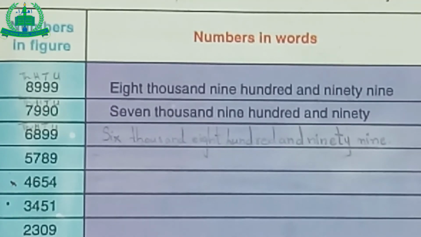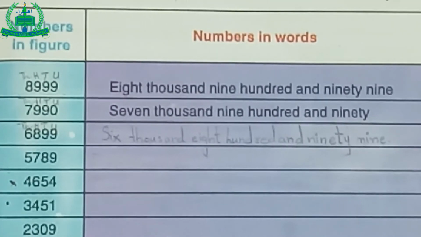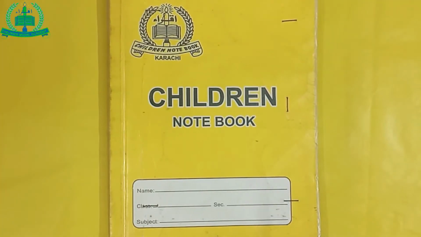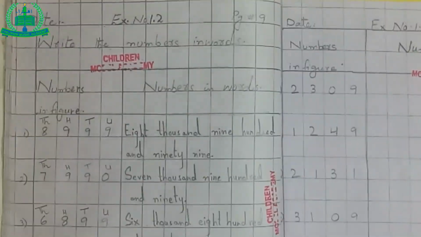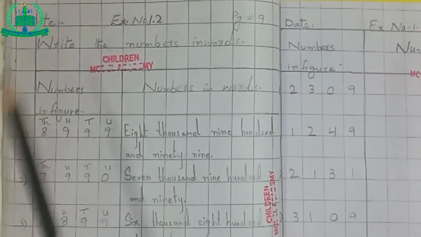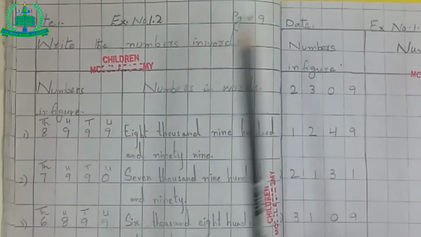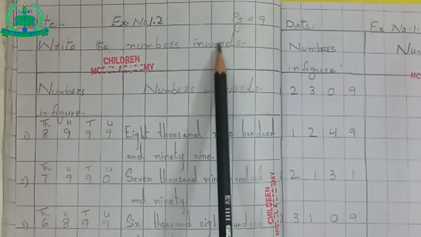Now I will tell you your assignment in copy. This is your math copy. Do your work in copy 1. Draw margin line, mention date, mention exercise number and page number. Write the numbers in words.